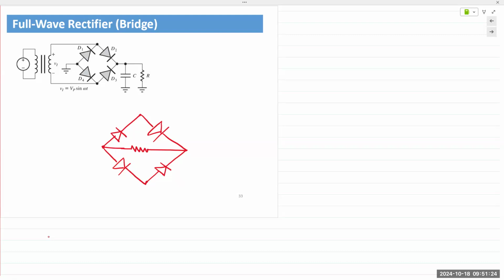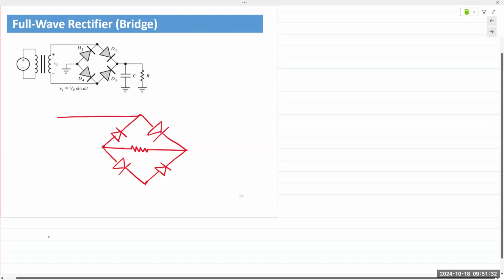And the 2 dissimilar nodes, meaning where the anode and the cathode are connected, that's where you would apply your input. And so you would apply your input right here. And I'll still stick with the transformer. And then D1, D2, D3, and D4.